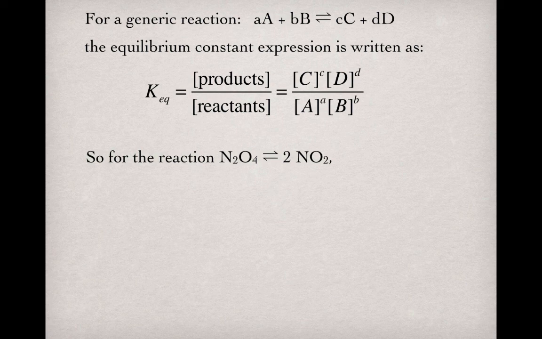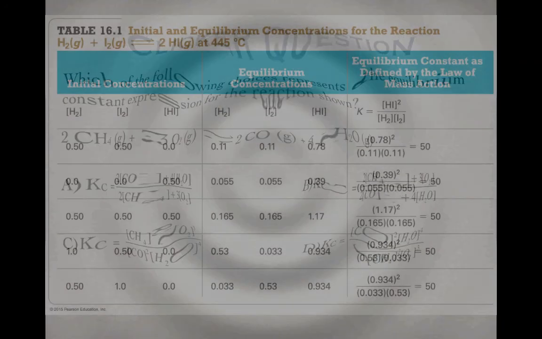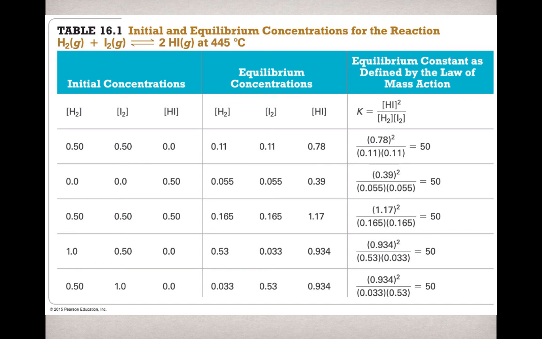Let's look at an actual chemical reaction here. We've got N2O4 in equilibrium with two NO2s. So products over reactants: KEQ is equal to the concentration of NO2 squared over the concentration of N2O4. It's just that easy.